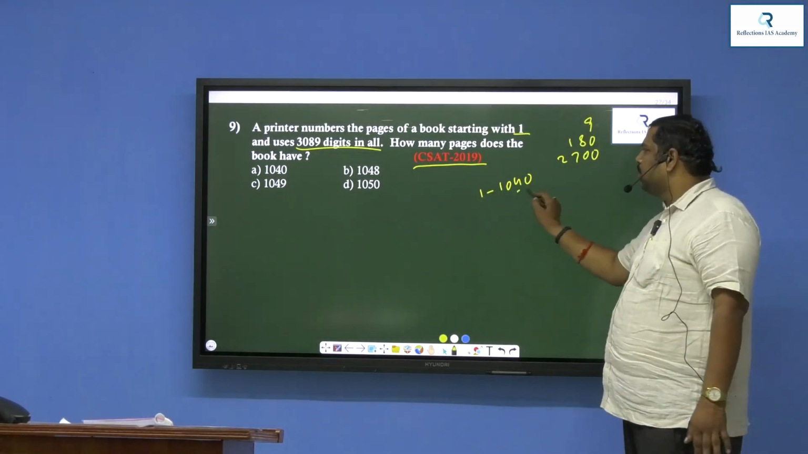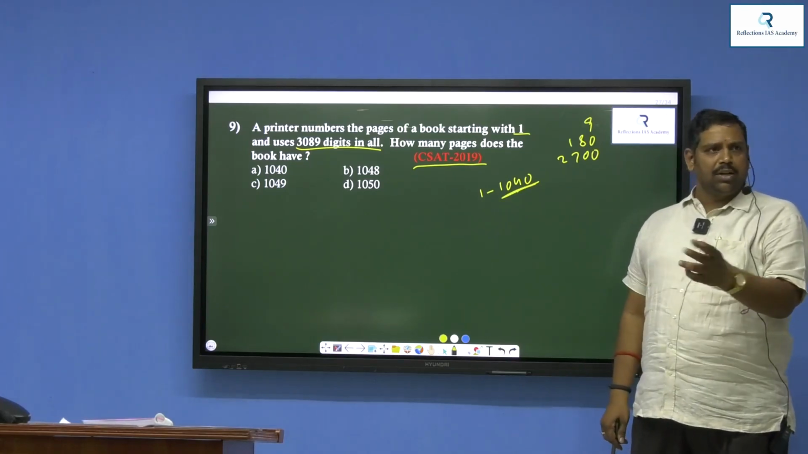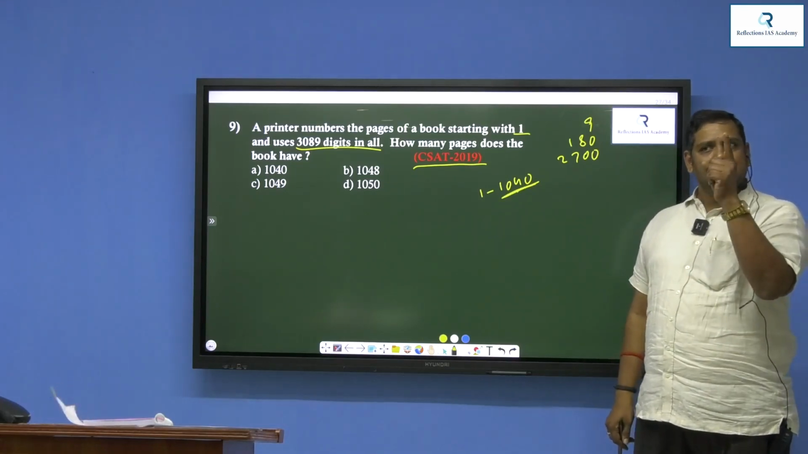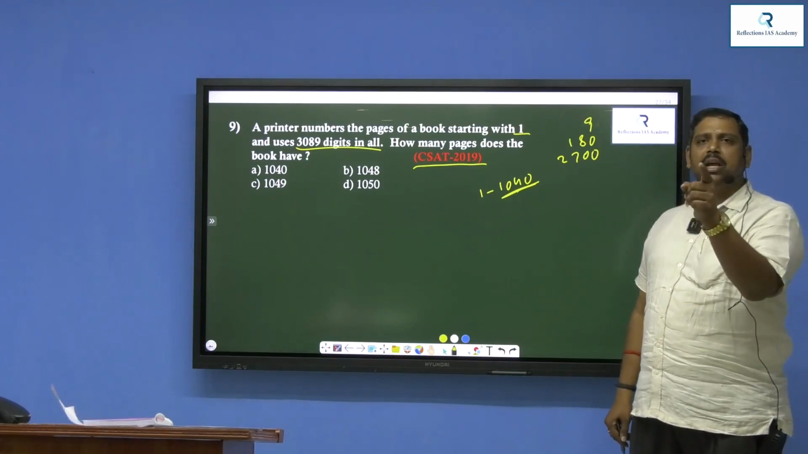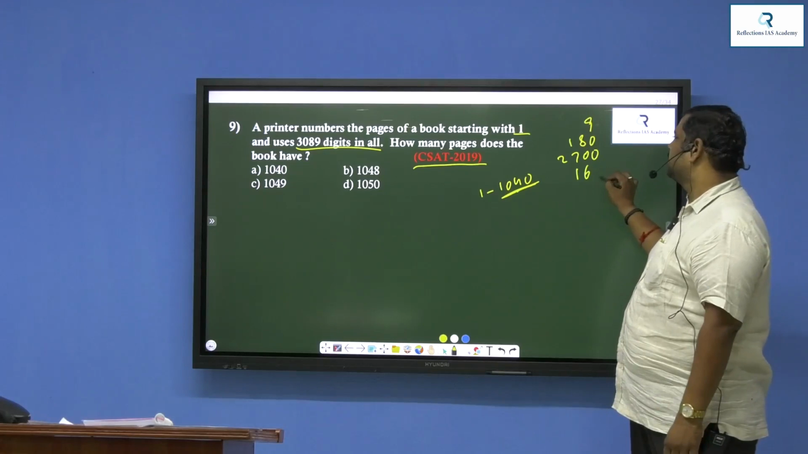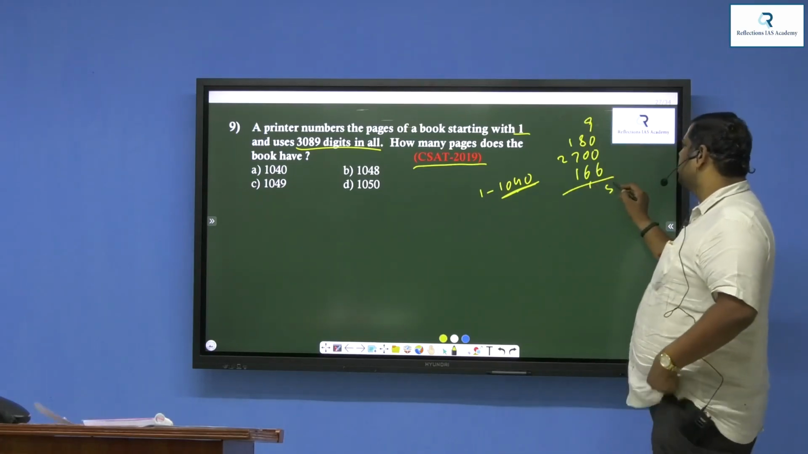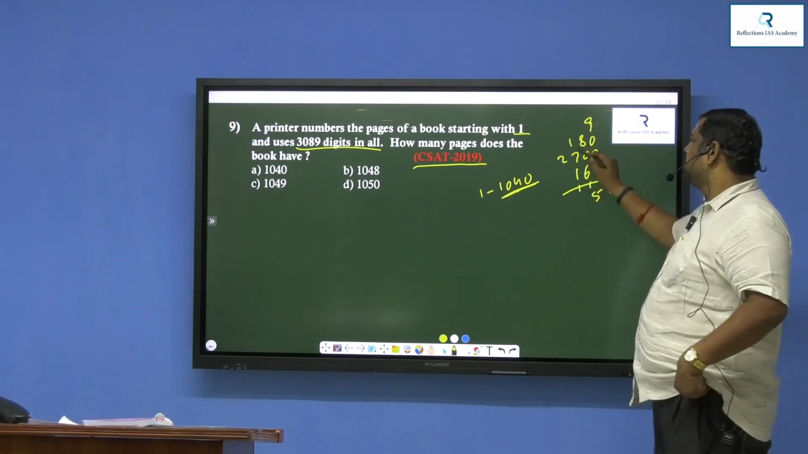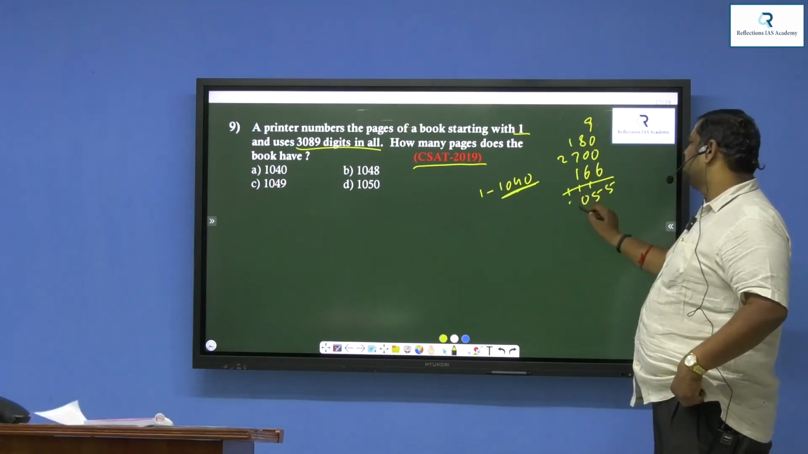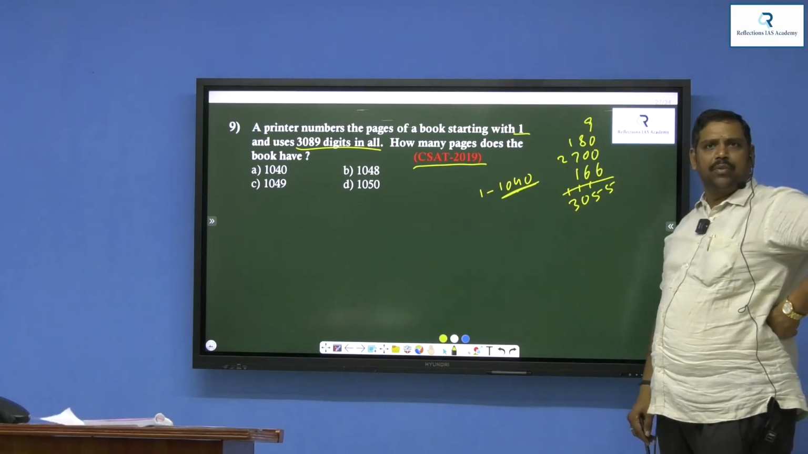1000 to 1040. That is the left one, right? That is 41 numbers. Each time 4 digits. 41 into 4 is 166. Okay. Count it: 15, 10, 3055. You need how much? 3089.